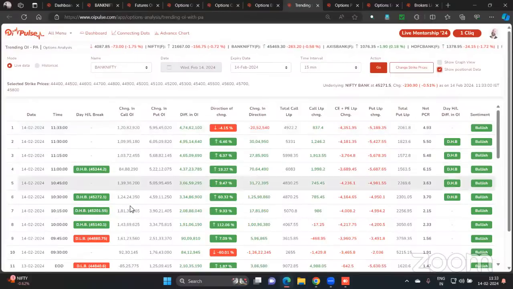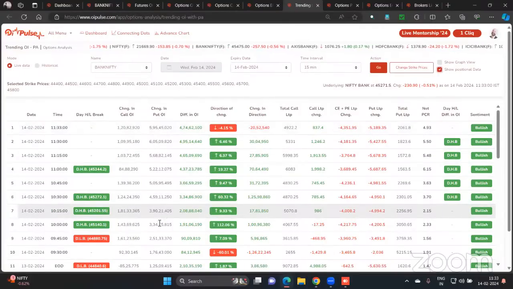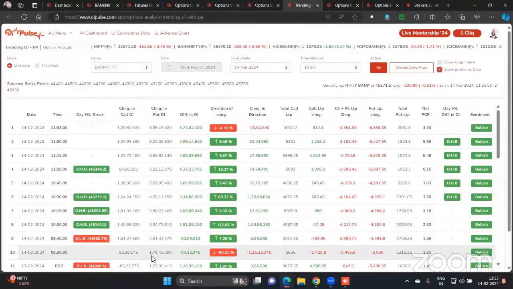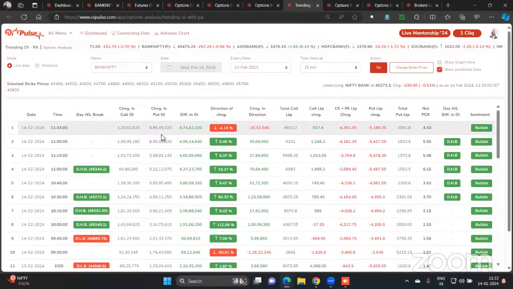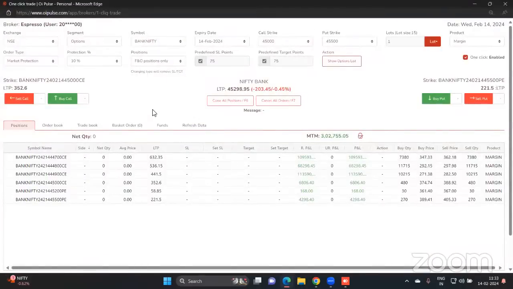The call writers are not adding much position. Put writers are still adding it. How do we know that the put writers are adding it? Imagine from the morning 1.76 crore, it has gone close to 6 crore. So every move on the downside today, imagine if I wanted to buy a call, I will be doing that. This will be the perfect market for me. It's called a buy on dips.